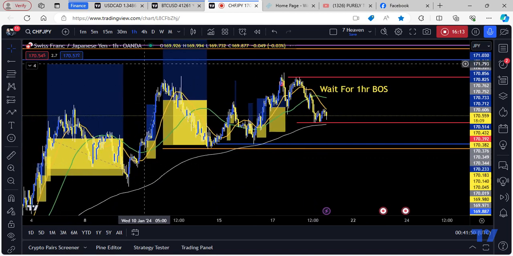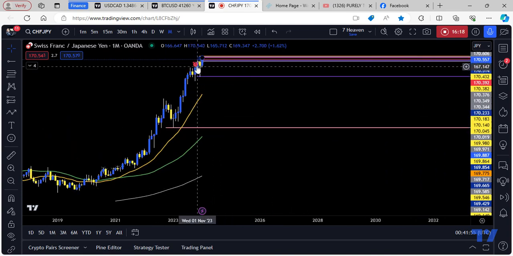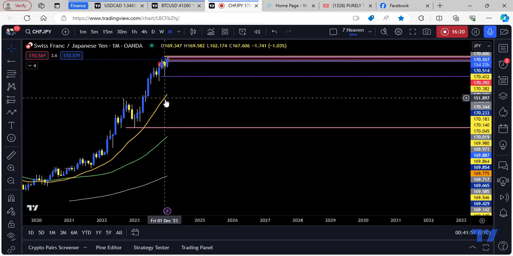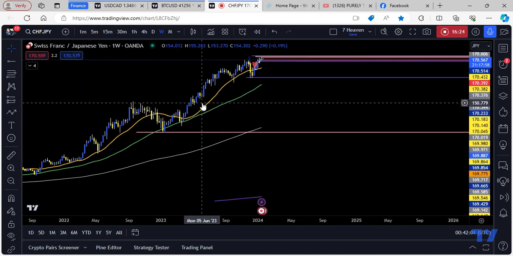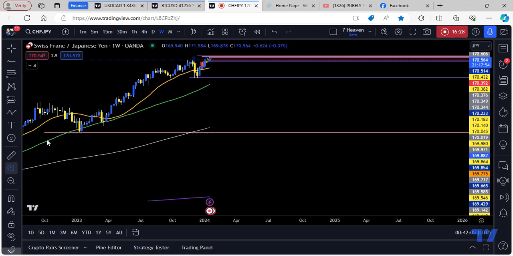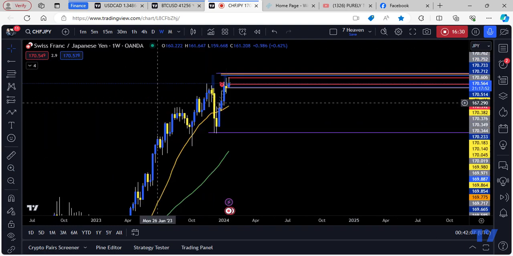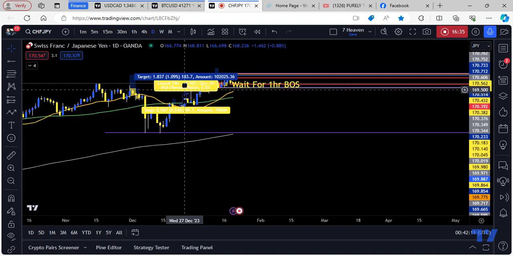Now the thing about this pair, we're also pretty high up. As you can see on the monthly here, we're pretty far from the 20 MA. But on the weekly, it's a different story. That's what's keeping us up, really. And we're up structure too as well. That's the monthly.